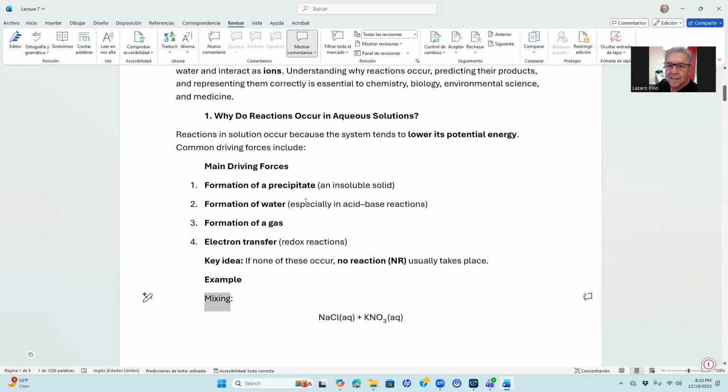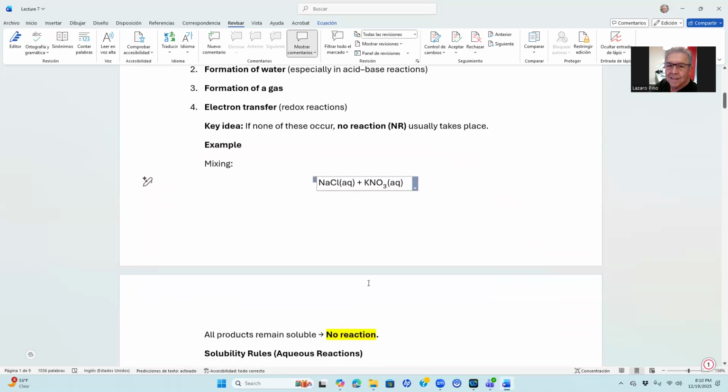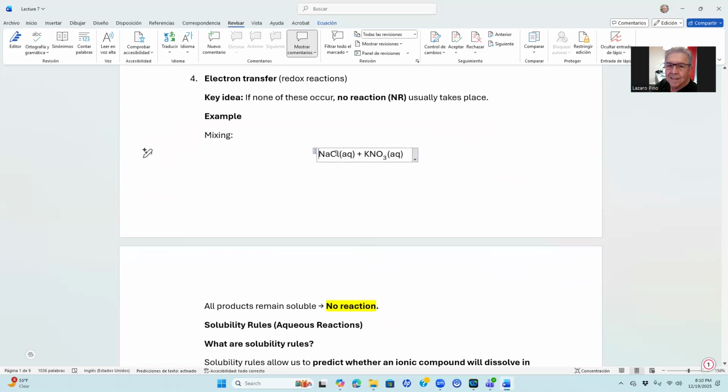Example: mixing sodium chloride in aqueous solution, which means it's soluble, plus potassium nitrate in aqueous solution. What will happen? The ions remain in solution. Since all the products remain soluble, there is no reaction.